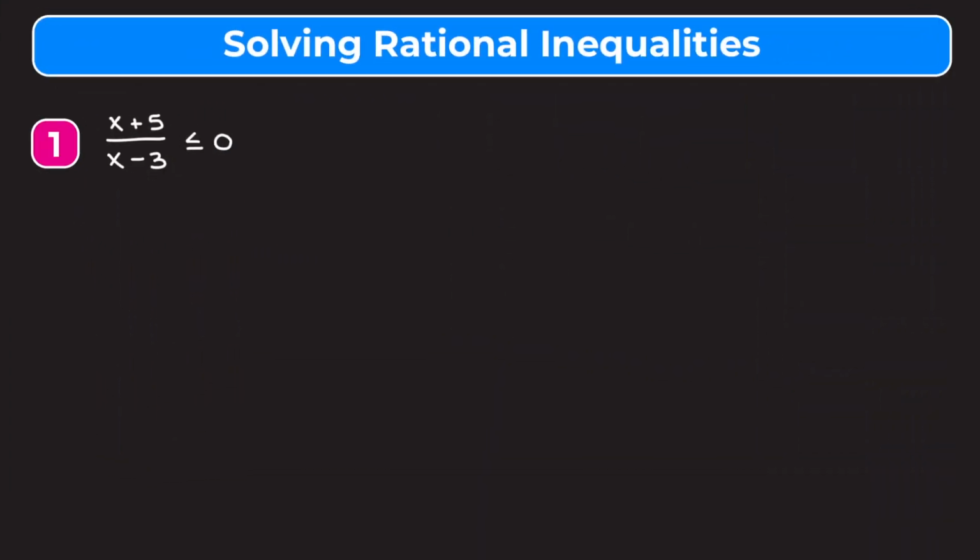In this video, we're learning how to solve rational inequalities. If we take a look at example 1, we have the quantity x plus 5 divided by the quantity x minus 3 is less than or equal to 0.